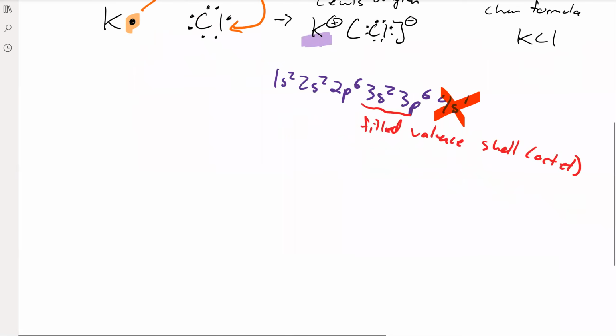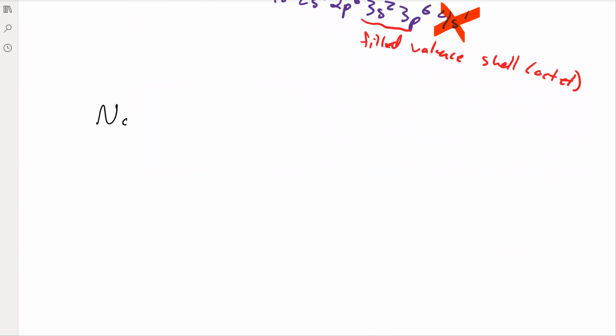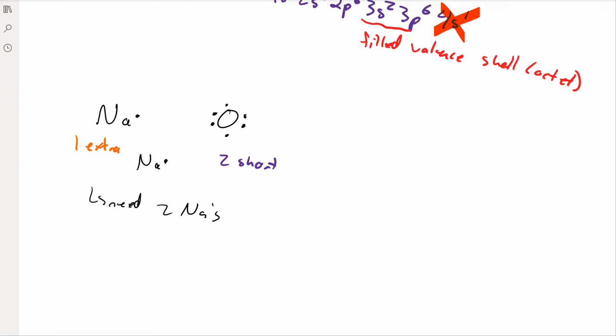All right, let's take a look at some more examples. So what if we had a sodium and then an oxygen, right? So sodium has 1 extra electron that it kind of wants to get rid of, while oxygen is 2 electrons short. And so what's going to happen is we're going to need more sodiums to fill up that valence shell of oxygen. We're going to need 2 sodiums, right? So we're going to draw another sodium here. So we're going to have 2 sodiums.